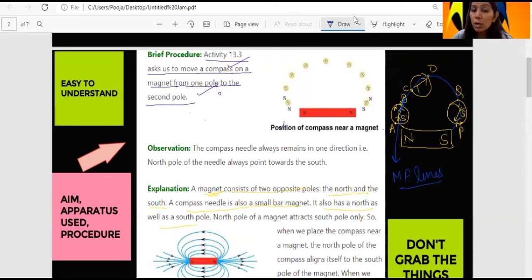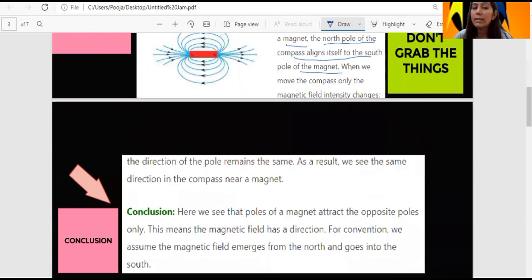So they are telling us that the north pole of the magnet attracts the south pole only. When we place a compass near a magnet, the north pole of the compass aligns itself to the south pole of the magnet. I have told you before also that the south pole will align towards north and the north pole will align away from the north position. So when we move the compass, only the direction of the pole remains the same, meaning pole direction remains the same, but not the alignment.